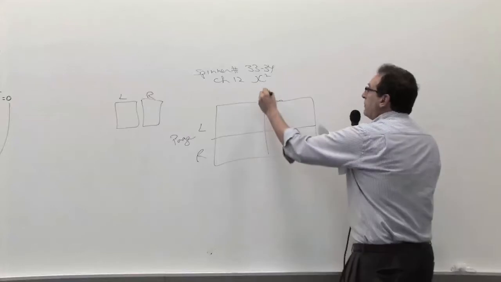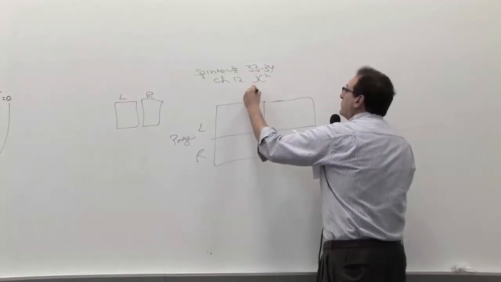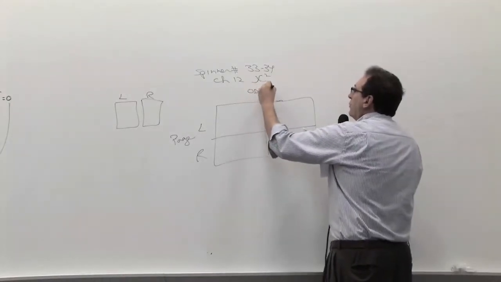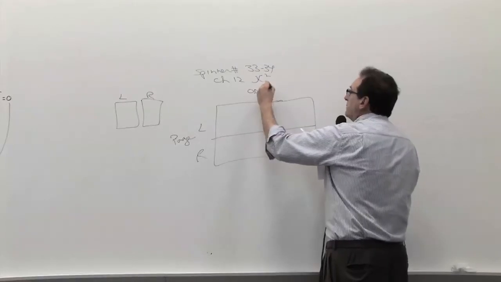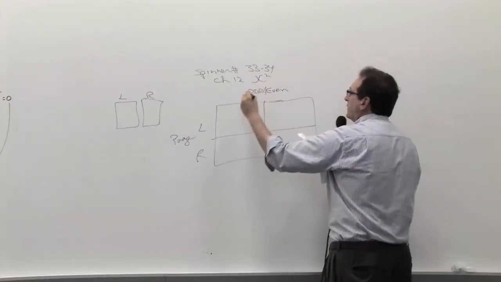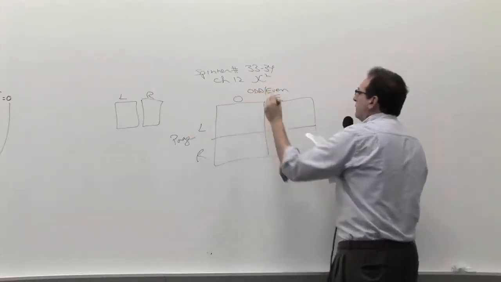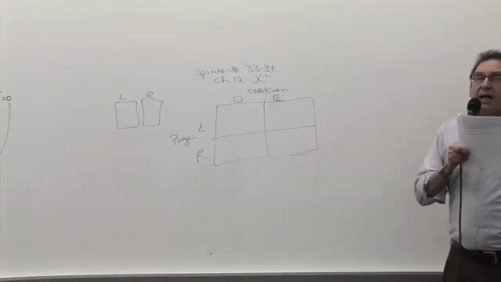And what's going to be the variable over here? Well, what's something which breaks up into 2 possibilities? And the answer is odd and even. So I'll put down this is odd, this is even. So the question is how many numbers to pick.